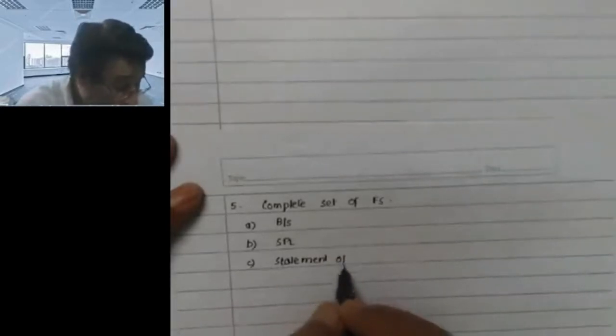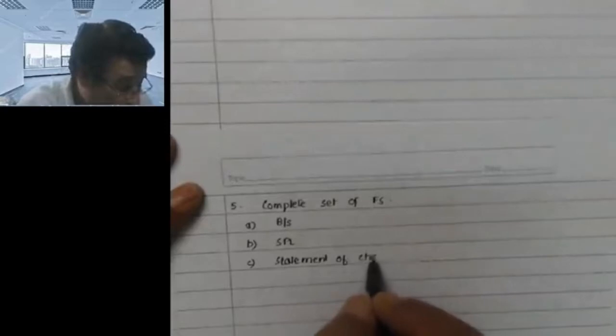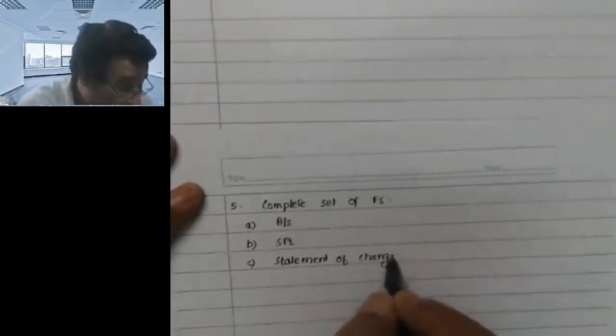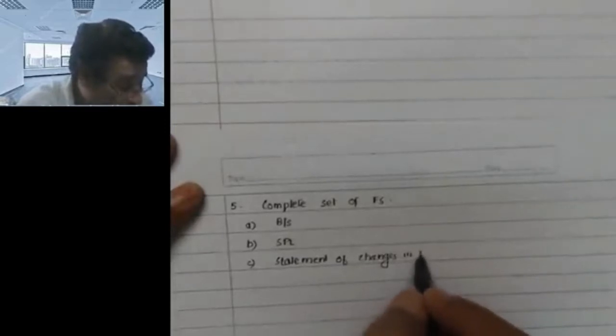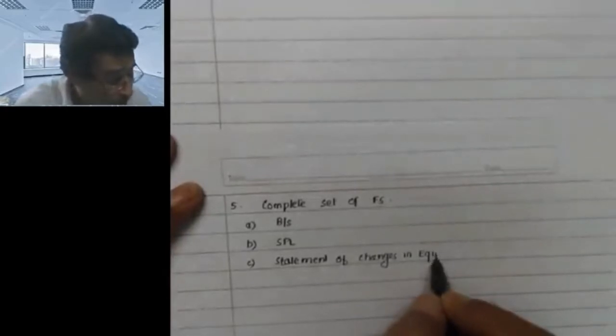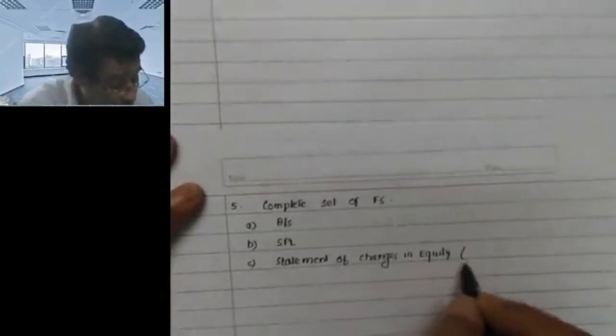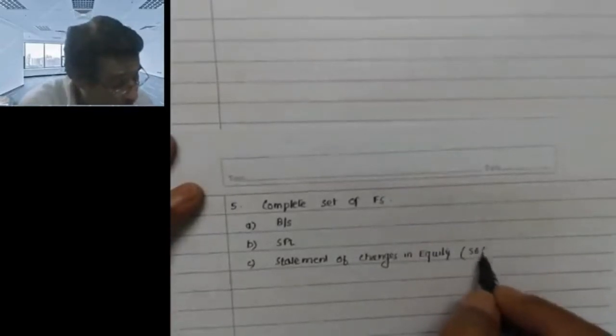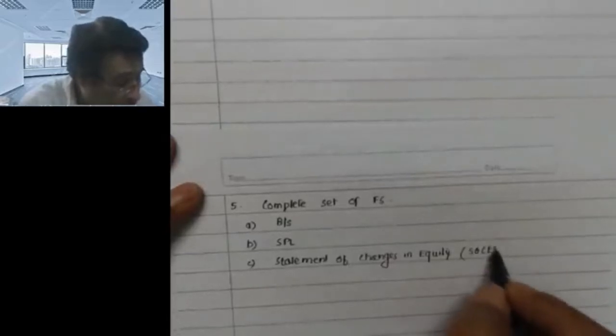A statement of changes in equity for the period. Correct? Henceforth, for writing statement of changes in equity, I would use SOCE, and it's a legal short form. It is widely used, so no problem in this case. It is a legally accepted acronym for statement of changes in equity.